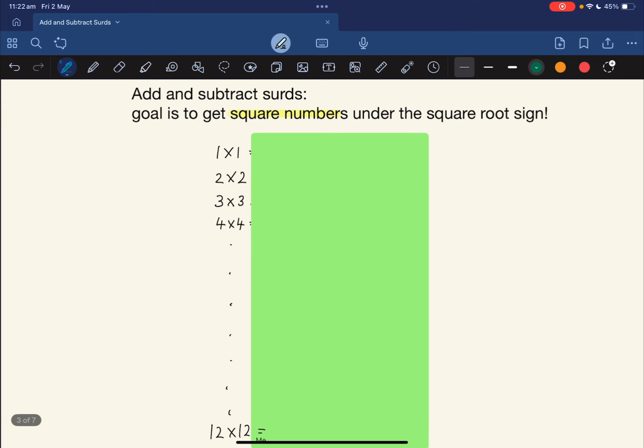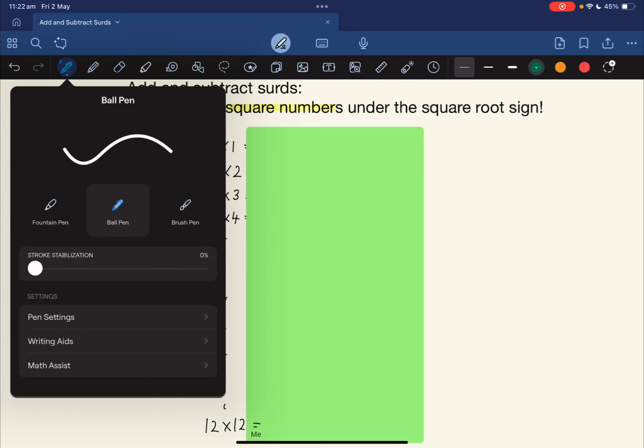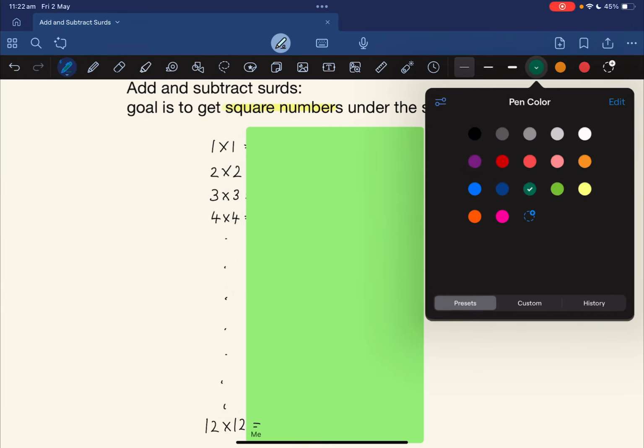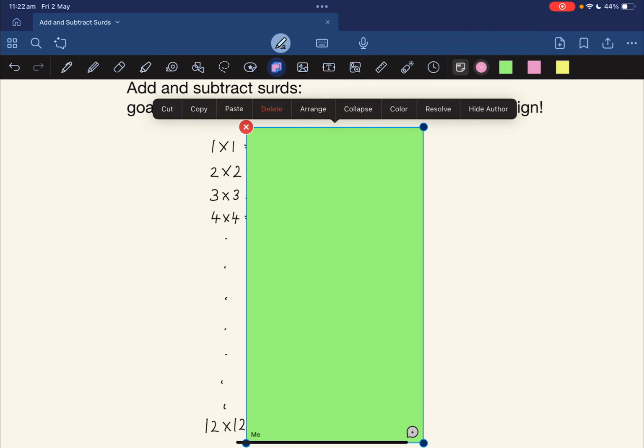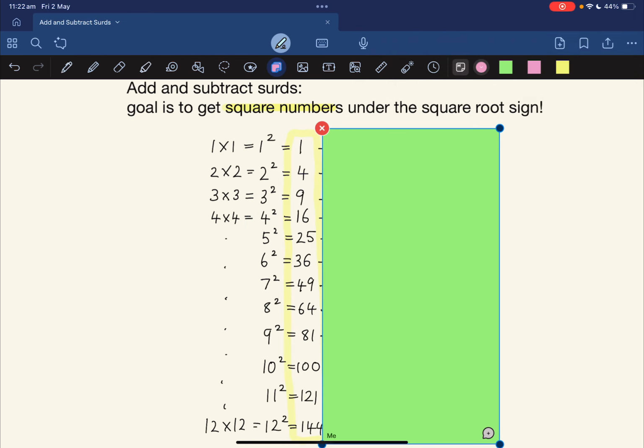So first thing we need to know is what our square numbers are. If I was you, I would list out all of the square numbers. So that's 1 times 1 is 1 squared, which is 1. 2 times 2, 2 squared, which is 4. And write them all the way out until 12. And the numbers in this yellow box are square numbers.